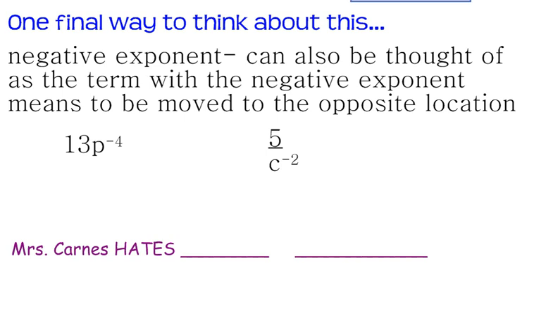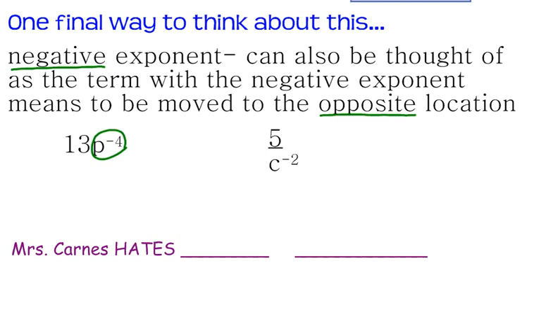I have one final way for you to think about a negative exponent. A negative exponent can also be thought of as the term with the negative exponent needing to be moved to the opposite location. Remember that negative means opposite. So the final way to think about this is like this. This piece has a negative exponent. I need to move it to the opposite location.